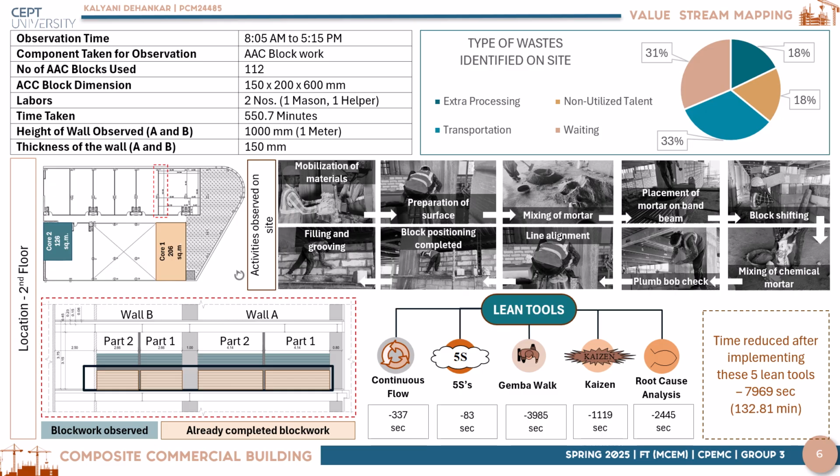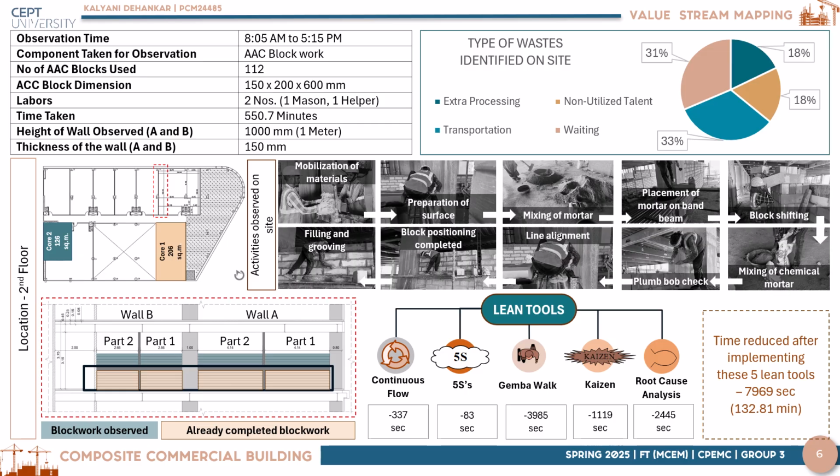Value stream mapping is not only a tool to identify waste in a system, but it is used to analyze and assist in designing processes, tracing material flow, and documenting information flow of a given product family. So to determine VSM, we observed the activity of block work from 8 am to 6 pm on the second floor. The floor plan showcases the location of the blockwork activity, and the wall elevation depicts how the entire wall was divided into four parts and which part was being observed.